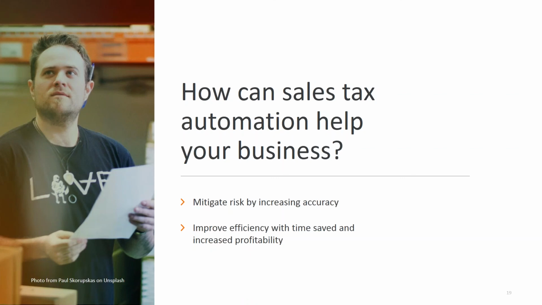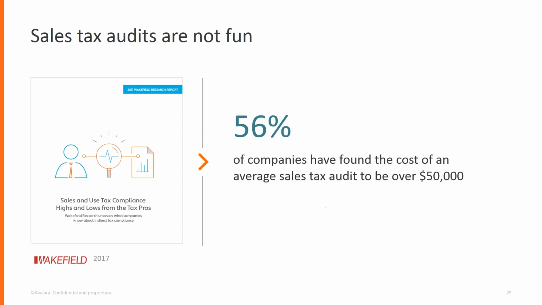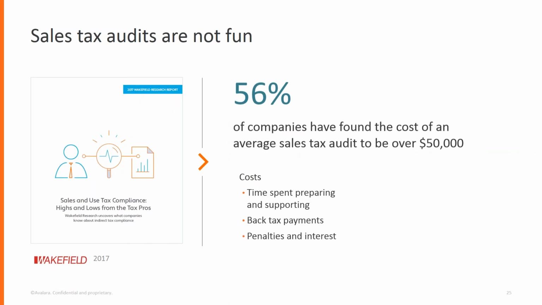Again, some more numbers. This comes from that Wakefield study we talked about. 56% of companies have found that the cost of an average audit was over $50,000. So heaven forbid somebody's been audited, the average cost is over $50,000. That comes from not just the back taxes themselves, but there are also fines or penalties and interest, and that's including the time spent. You have to have somebody in your organization, or maybe a couple of people, spending time with that auditor, pulling the documents that they need, answering questions. All of that takes time. And so that's costing over $50,000 to companies. And it can be really grueling and labor intensive to take care of all of that.